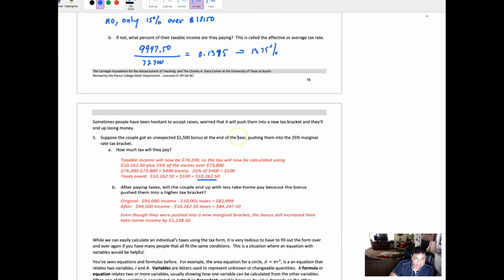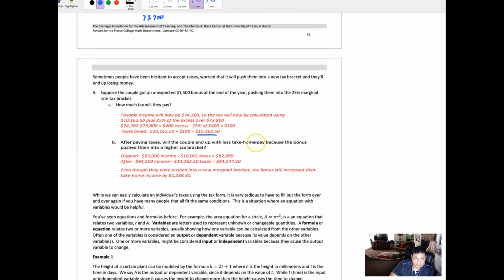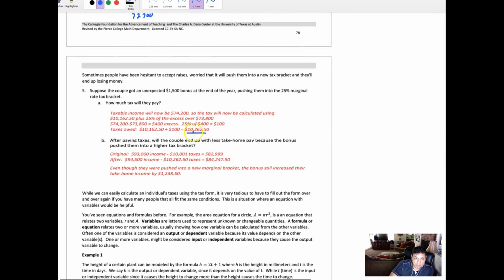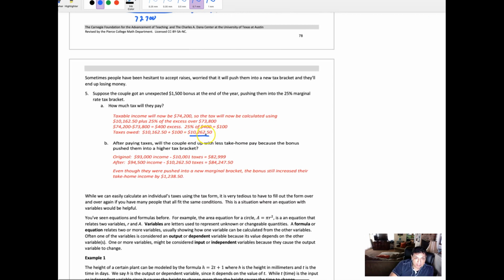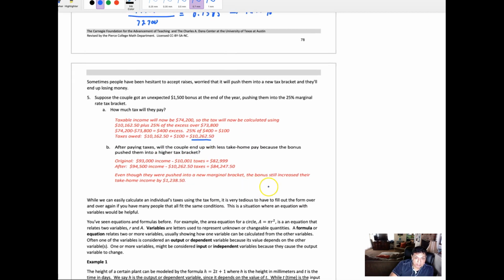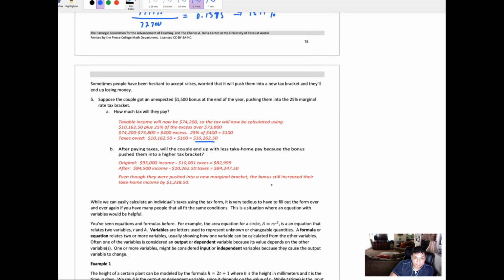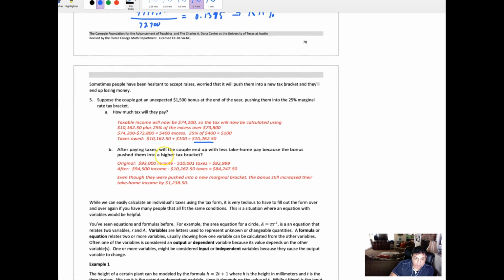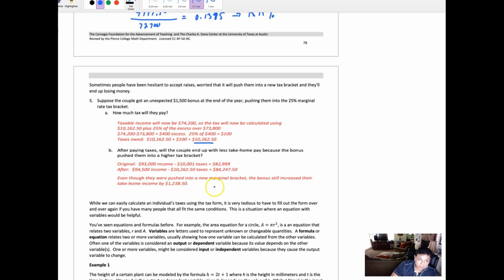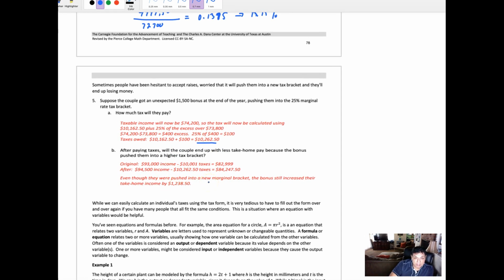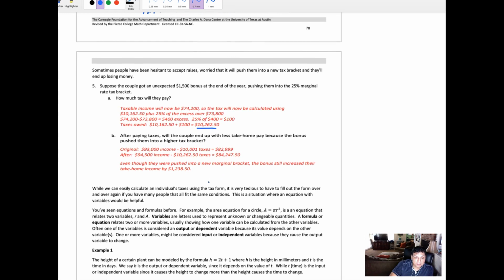Instead of 9,997, they're ending up with 10,262. Notice again their situation increased their taxes, but because of that bonus, they still brought in more. You could take a look at that. But that's it for the introduction.